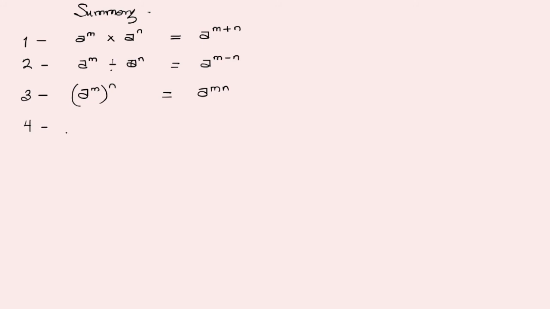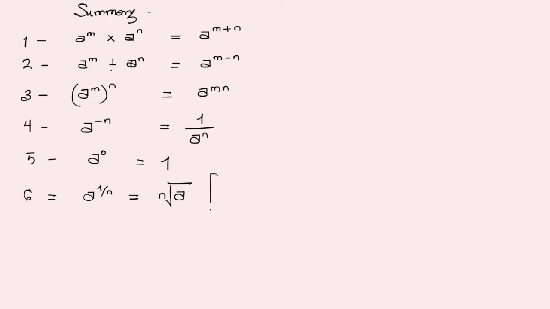The fourth law says if we have A raised to power minus N, then that is equal to 1 over A raised to power N. The fifth law says A raised to power 0 is equal to 1. The sixth law says that A raised to power 1 over N equals the nth root of A. And there's an extra in that which says that A raised to power M over N is equal to the nth root of A raised to power M.